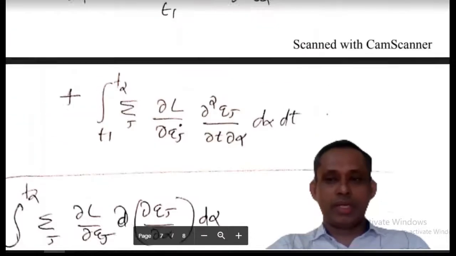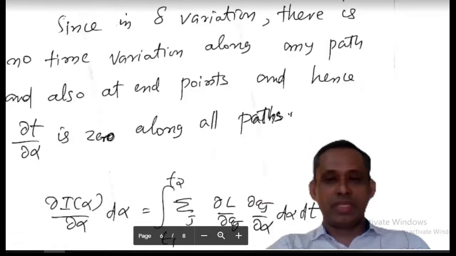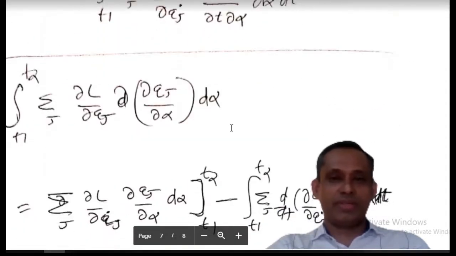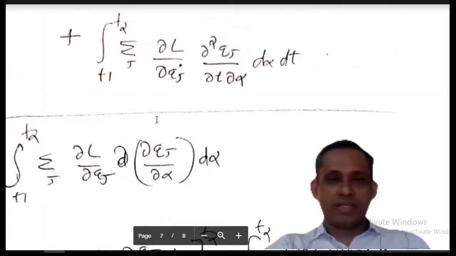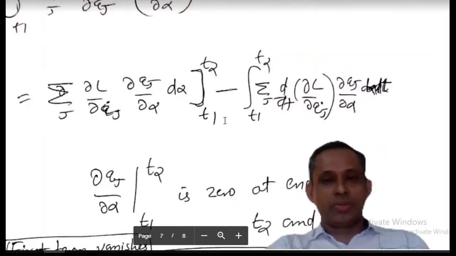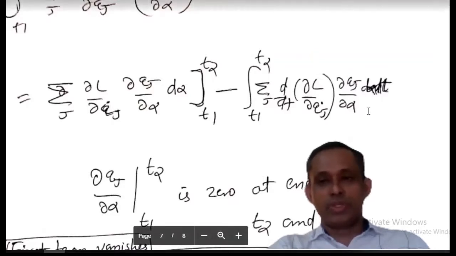Sorry, here qj dot is there. That qj dot will come here; it was missing. So we have integral t1 to t2 sigma j d/dt of ∂L/∂qj dot, times ∂qj/∂α.